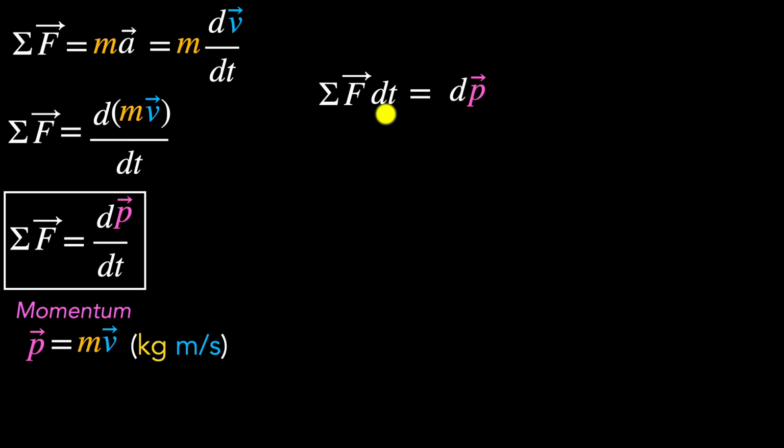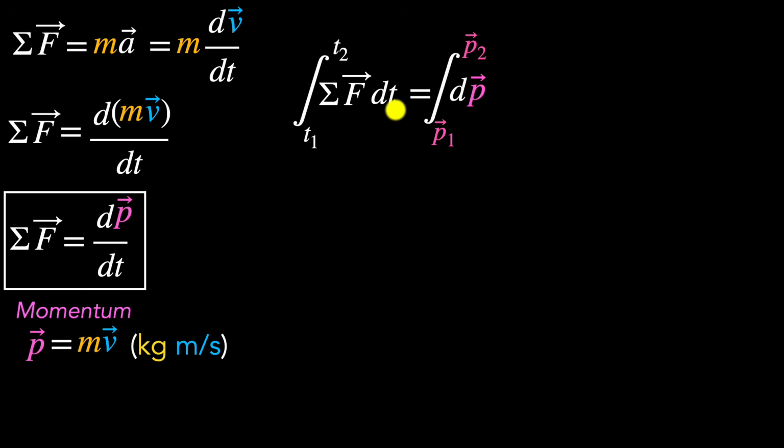Now, if I want to write this in the integral form, I just have to integrate on both sides. But what would be the bounds of the integral? Well, on the right-hand side, I'm integrating with respect to momentum. So the bounds would be some initial momentum to some final momentum. Let's call it P1 to P2. On the left-hand side, I'm integrating with respect to time. So it'll be from some t1 to t2.